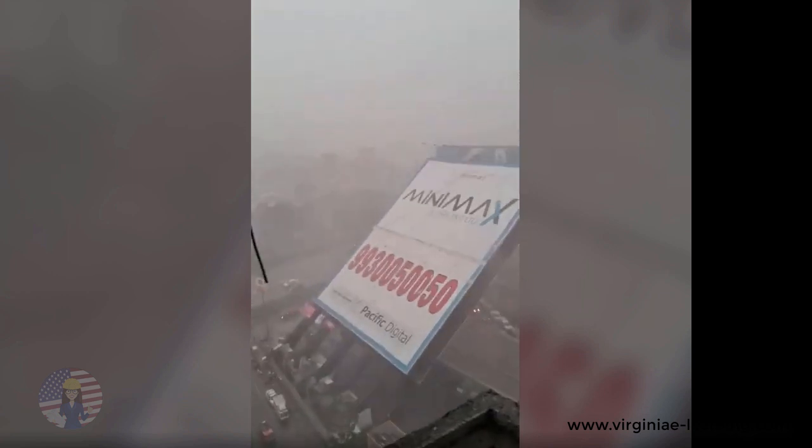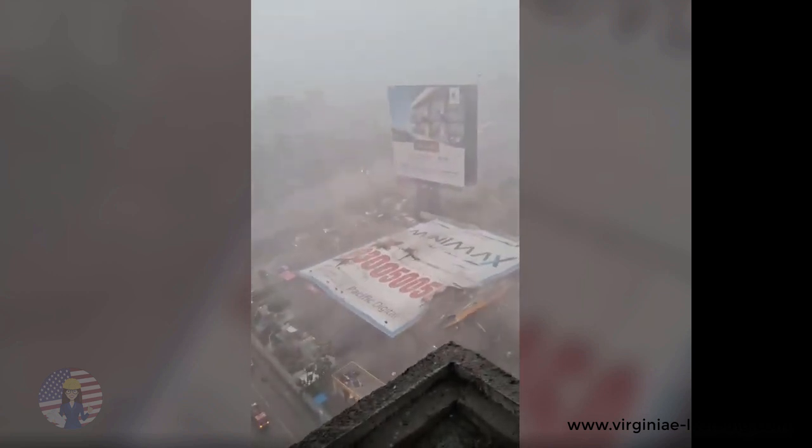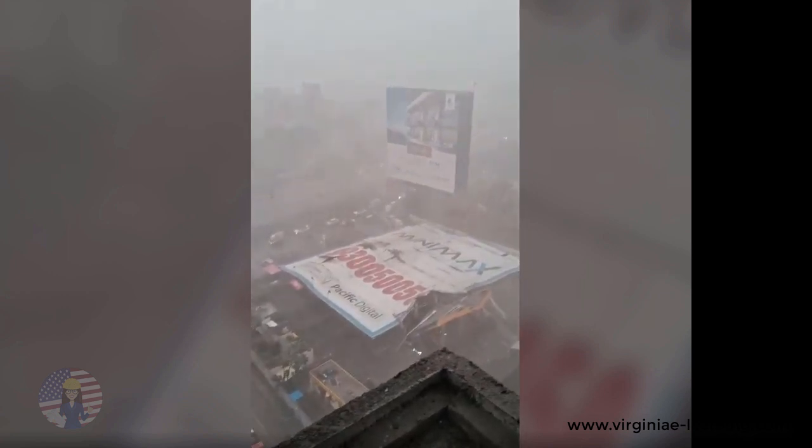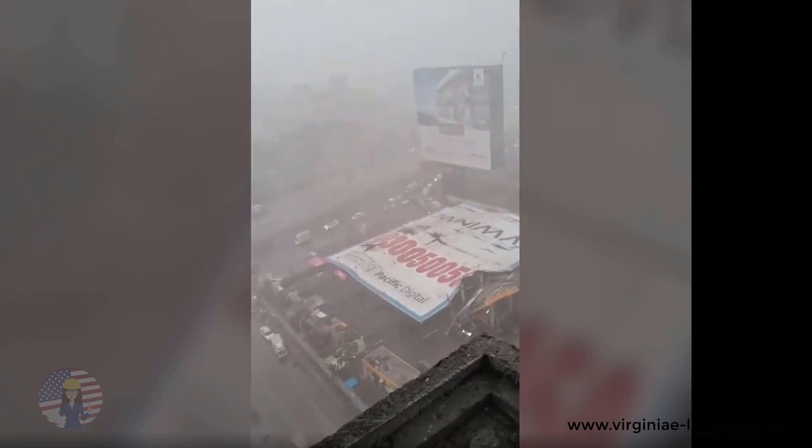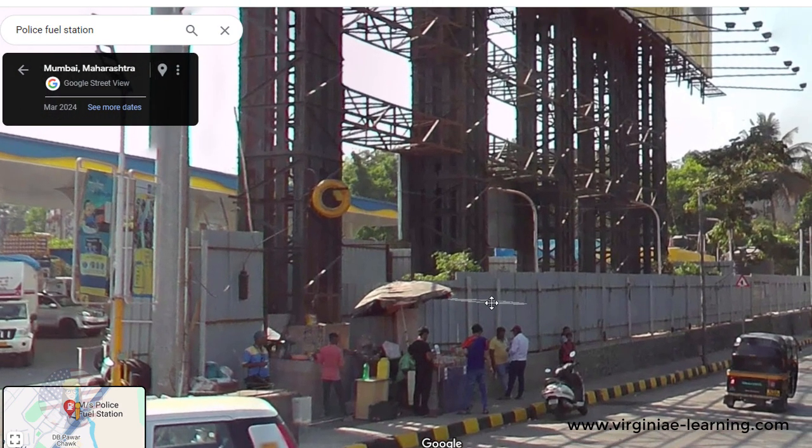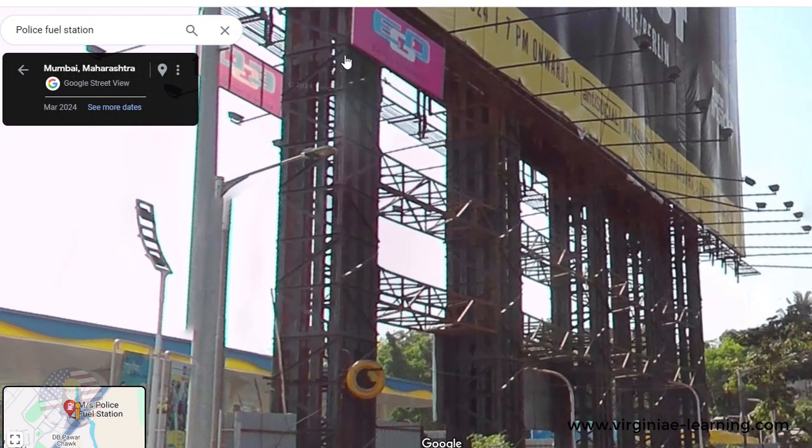By taking a closer look at the footage of the collapse, it seems that the structure failed due to poorly designed foundations, as the main hoarding structure retained most of its integrity. Furthermore, if we examine a street-level view of the structure, we can see how robust it actually was.